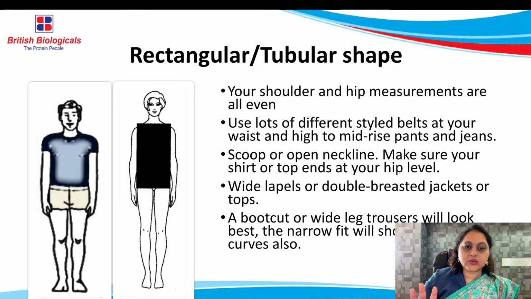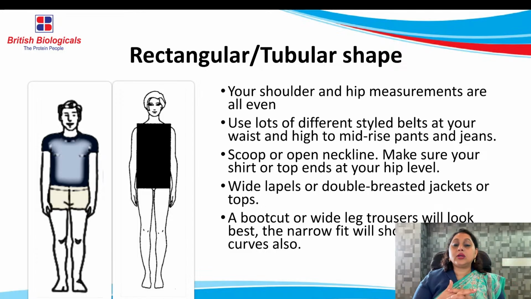When we're going to the next one, we're talking about the rectangular and tubular shape. Rectangular is a slightly broader tubular. Tubular are very, very thin, slim people. Rectangular is on the same sides, but just a little bit on the broader side. So that's the only variation, so I've decided to put them together. Your shoulder and hip measurements are all even, so it's a straight line, top to bottom. You don't have indentation on the waist.